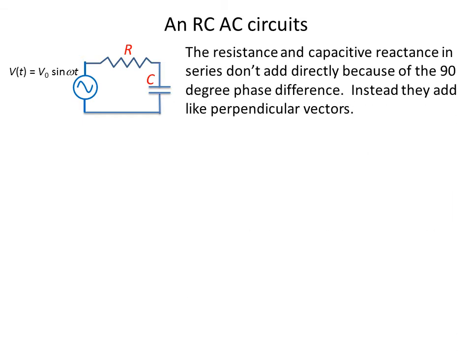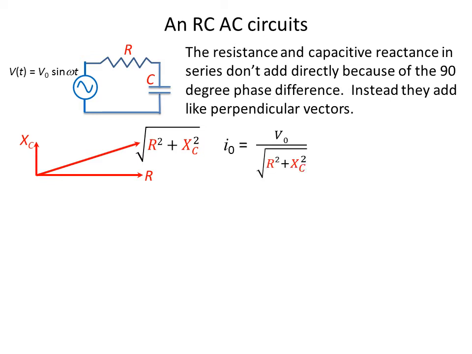The resistance and capacitive reactance in series don't add directly because of the 90 degree phase difference between the currents. Instead, they add like perpendicular vectors. Or in other words, we have a vector of something like XC and a vector R, and there is a resultant vector that has a length of the square root of R squared plus XC squared.